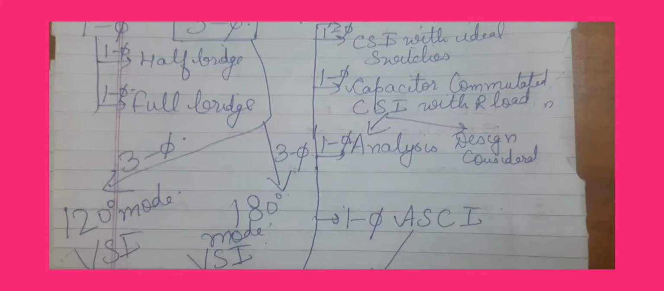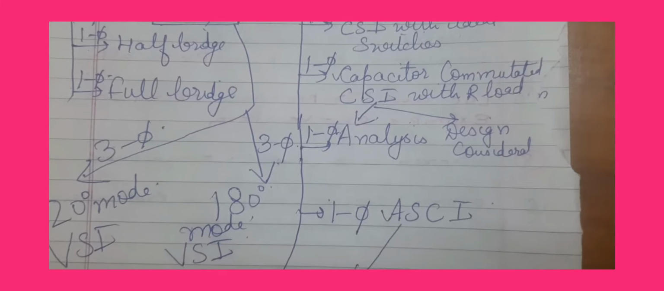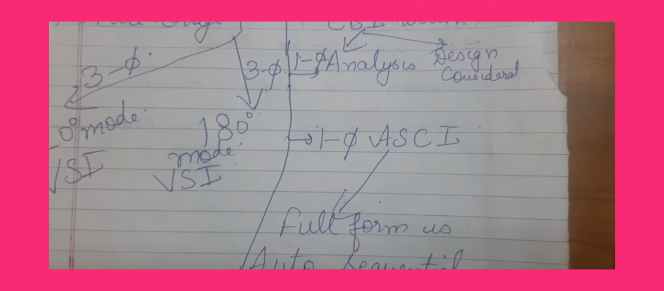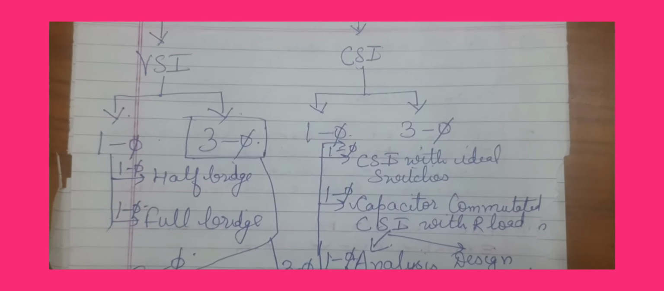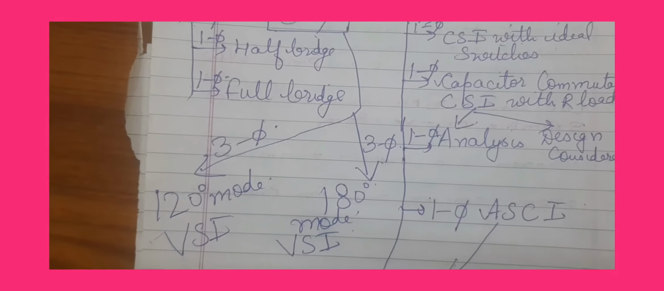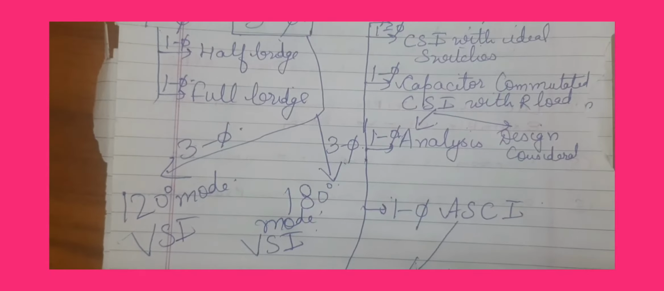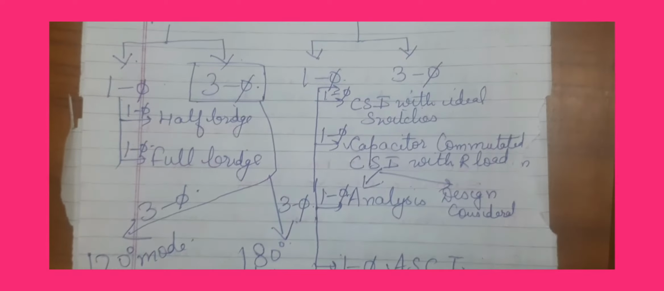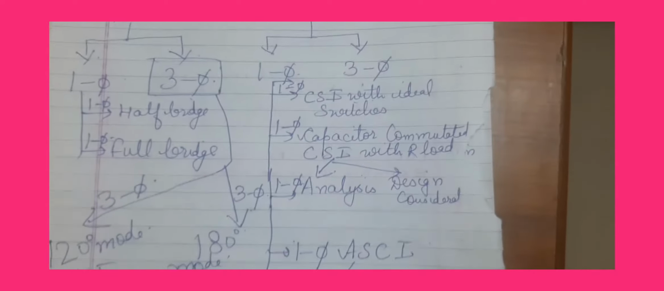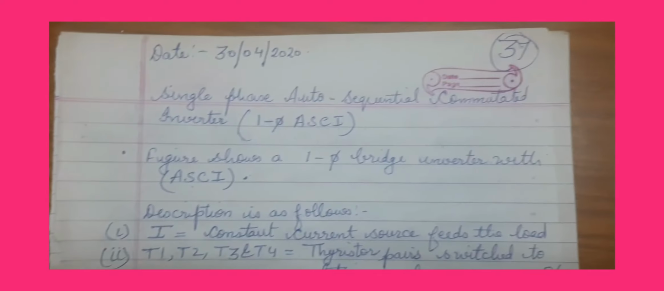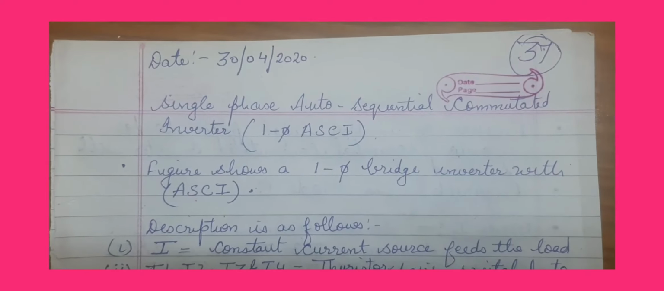And in this lecture, now we're going to discuss the single phase auto sequential commutated inverter. In the three phase voltage source inverter, we have two types of mode, that is the 120-degree mode voltage source inverter, three phase, and the 180-degree mode voltage source inverter. This is a similar case with the current source inverter. Now we are discussing the single phase auto sequential commutated inverter. In short form it can be written as the single phase ASCI.